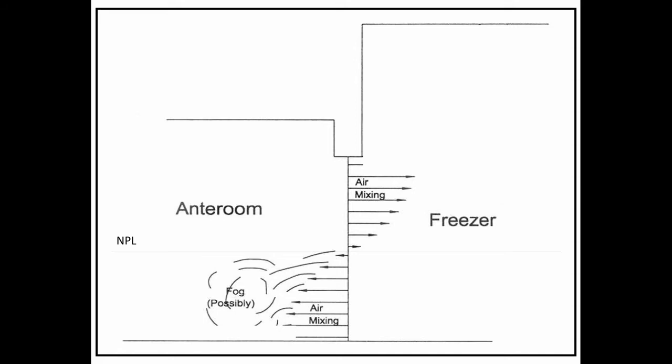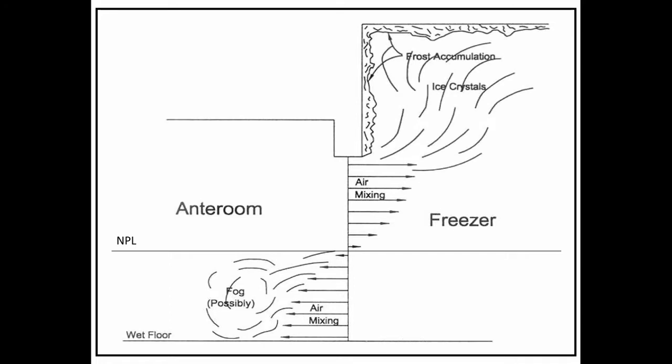This flow-through causes several problems, including fog and wet floors on the warm side, frost buildup on the ceiling, and ice on the floors on the cold side, and an increased load to freezer refrigeration equipment.